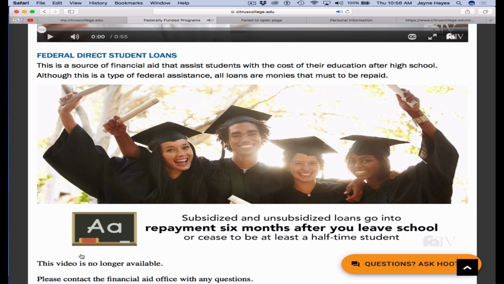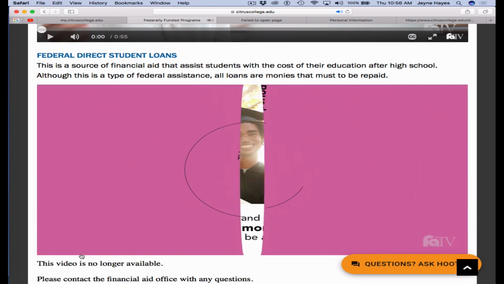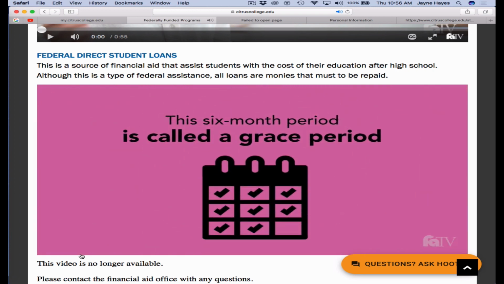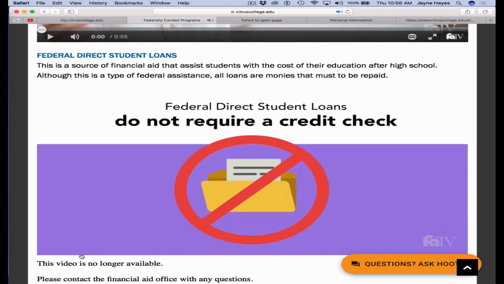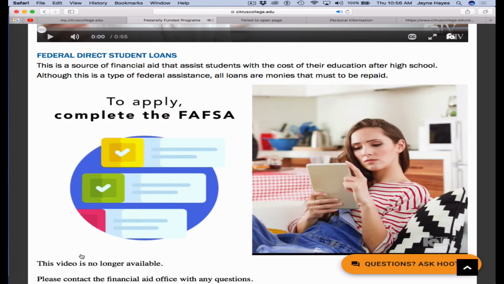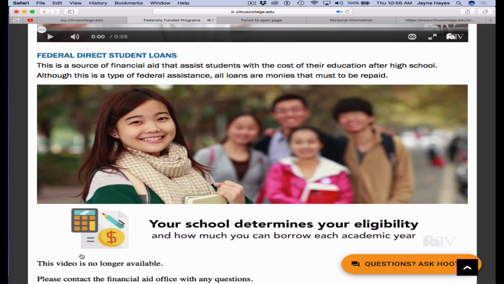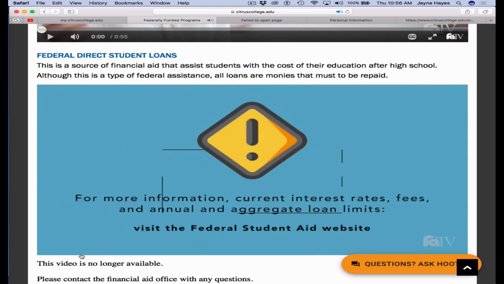Both subsidized and unsubsidized loans go into repayment 6 months after you leave school or cease to be at least a half-time student. This 6-month period is called a grace period. Federal direct student loans do not require a credit check. To apply, complete the free application for Federal Student Aid, FAFSA. Your school will determine your eligibility and how much you can borrow each academic year. For more information, current interest rates, fees, and annual and aggregate loan limits, please visit the Federal Student Aid website.